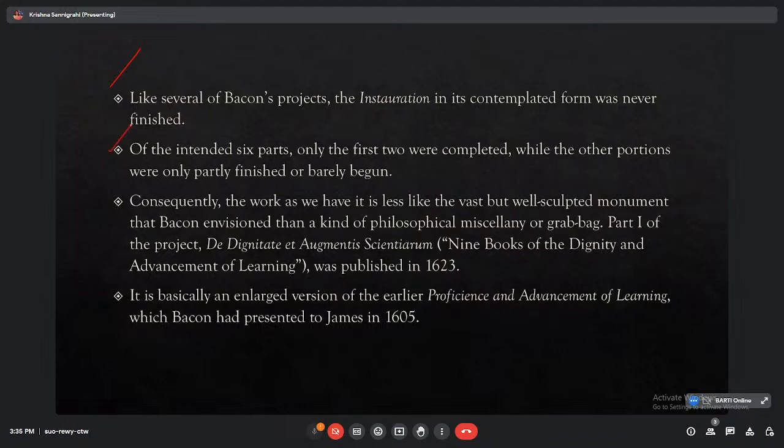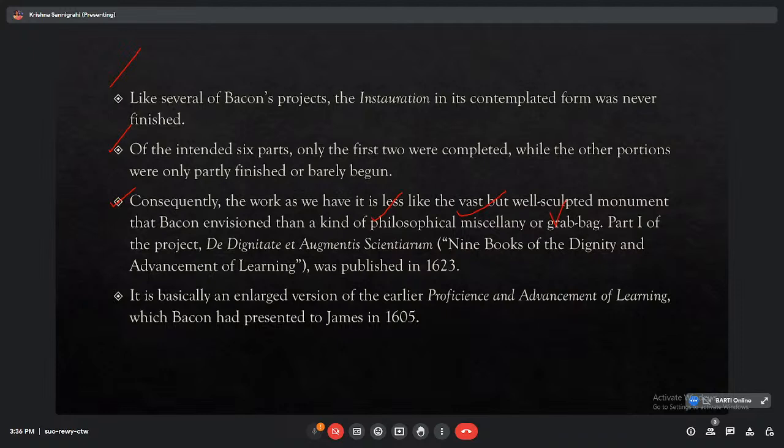Of the intended 6 parts, only the first 2 were completed, while the other portions were only partly finished or barely begun. So how many parts had he intended to write? 6 parts. Only the first 2 were completed. Consequently, the work as we have it is less like the vast but well sculpted monument that Bacon envisioned than a kind of philosophical miscellany or grab bag.